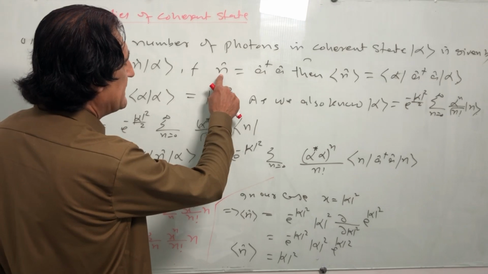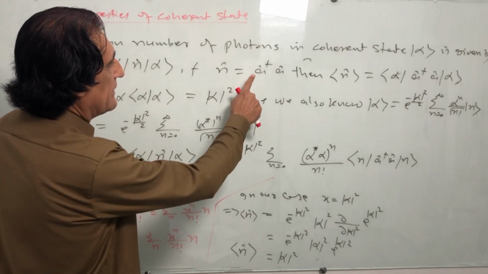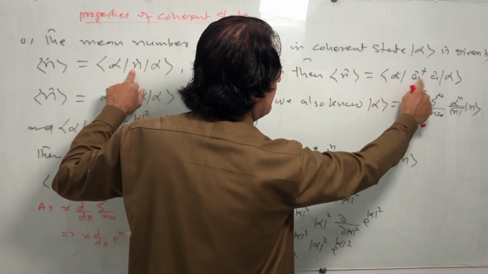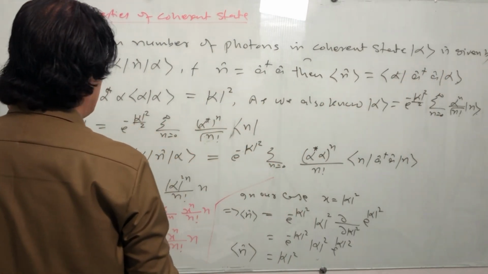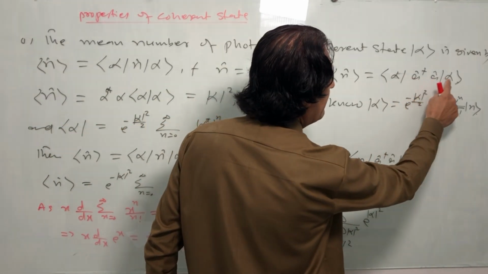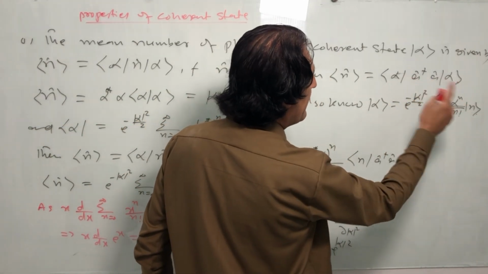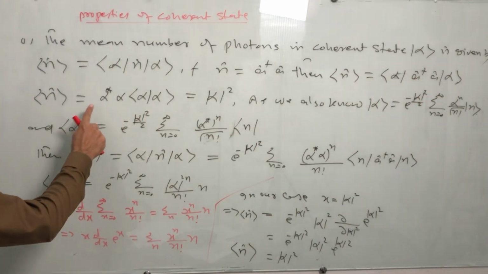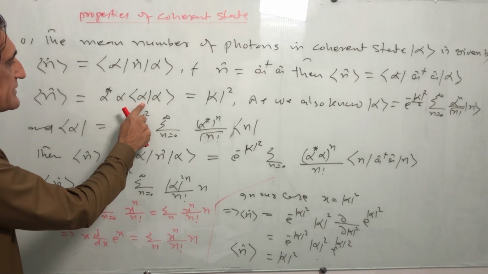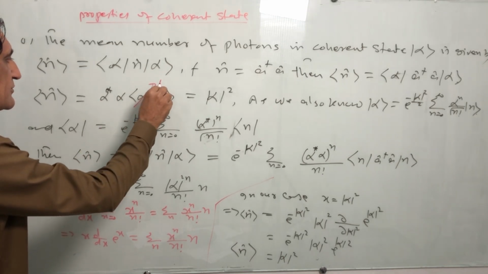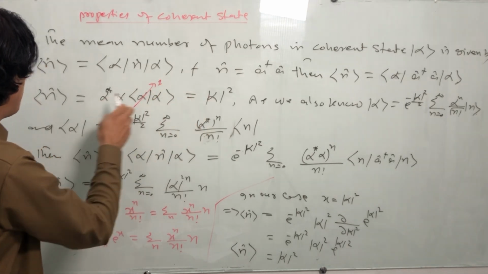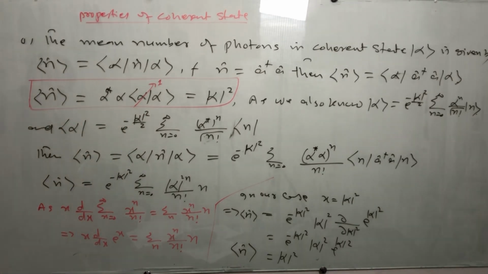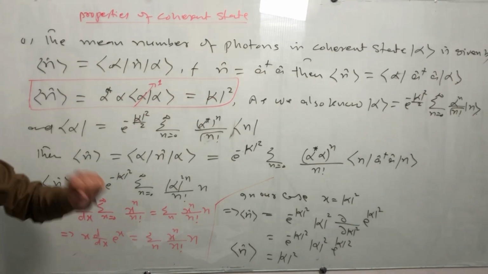Now we know about the number operator n, which is equal to a dagger a. Putting the value of n here, we have a dagger a, and if we apply a with |α⟩, then we get α. And if we apply a dagger with ⟨α|, then we get α star. So this is the same thing, α star α, and we have the coherent state normalization, which is equal to 1. So we have |α|², and from this, the mean number of photons is equal to |α|².